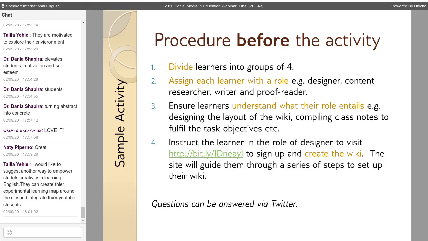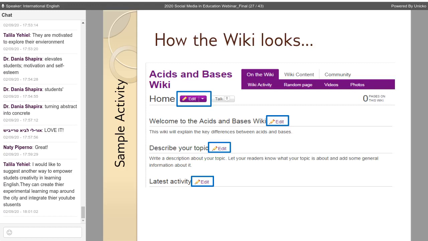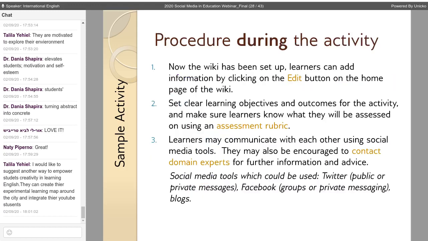On your screen is an example of a wiki site on the topic of acids and bases. This is where students describe the topic and answer questions about differences between acids and bases. Now, during the activity, learners can add information, they edit each other's work, they edit each other's entries or definitions.